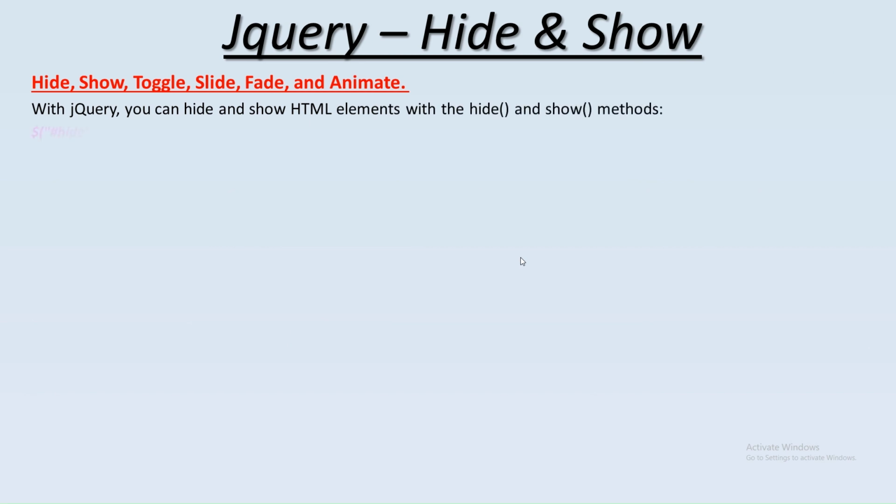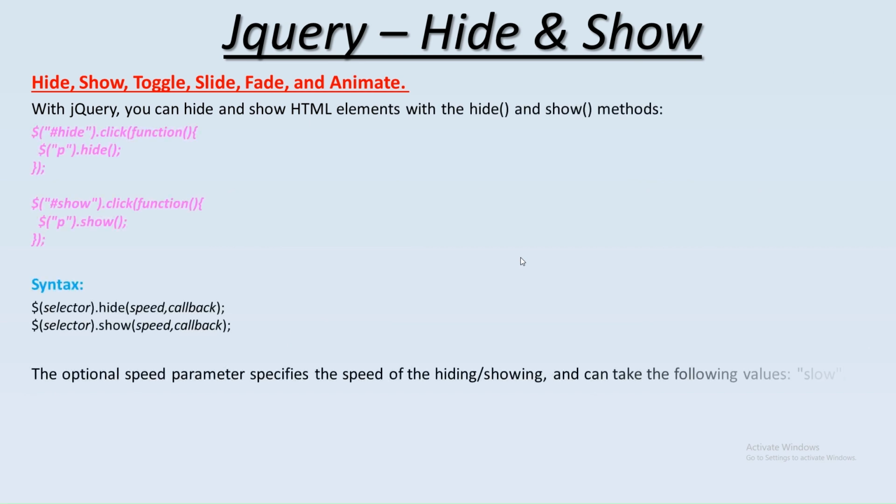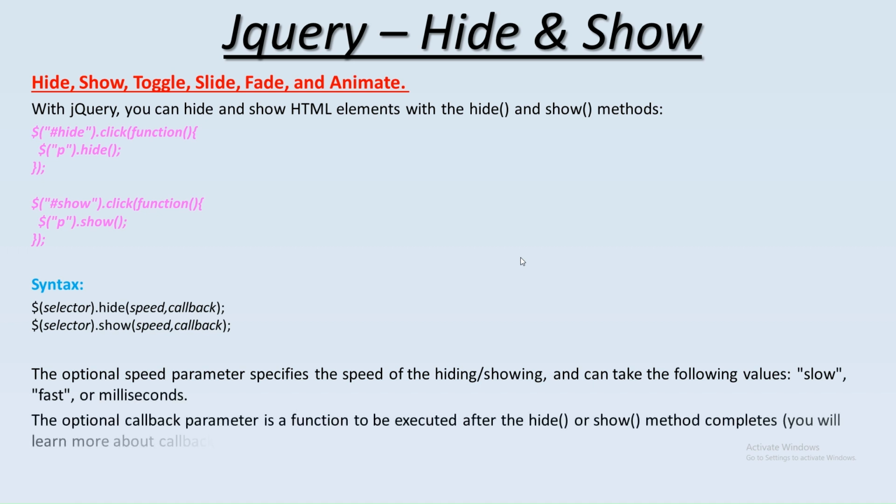Hide, show, toggle, slide, fade, and animate. These are all jQuery effects. With jQuery, you can hide and show HTML elements with the hide and show methods. So how is the syntax? Normally, an example here: what we are doing is using the dollar hide dot click.